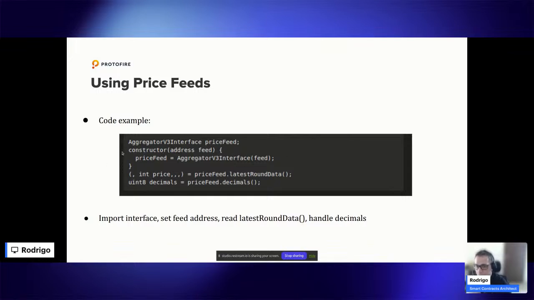At some point, maybe you're going to set that during the constructor, or maybe you're going to have some setters in your code to do this post deployment. And then the most common thing you're going to do is to consume data by calling the latestRoundData function. We can see a little bit more detail then.